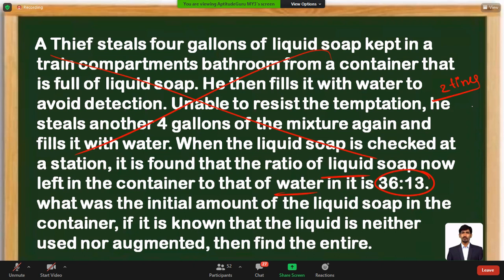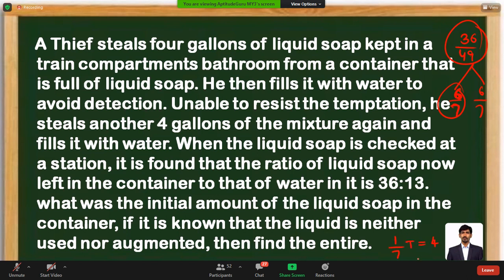So if you can observe, 36 is to 13 is indicating what is the soap concentration? Soap concentration will be 36 parts out of 49 parts. This is because of the 2 times. So you can say 6 by 7 and 6 by 7. From this, we can understand out of the 7 parts, 6 parts is soap leftover. Removed is 1 out of 7 parts from the total. That is equal to 4 gallons. So total value will be 28 gallons. That's how you are able to solve the question.